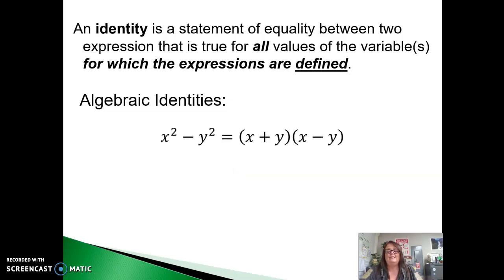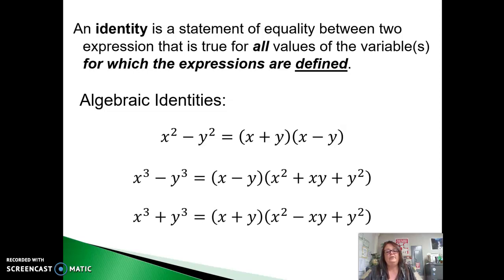One is the difference of two squares. Anytime I see x squared minus y squared, I know that it factors to x plus y times x minus y. And the reverse is also true. If I see x plus y times x minus y, I know that that's x squared minus y squared. You might have seen it as a squared minus b squared in the past.